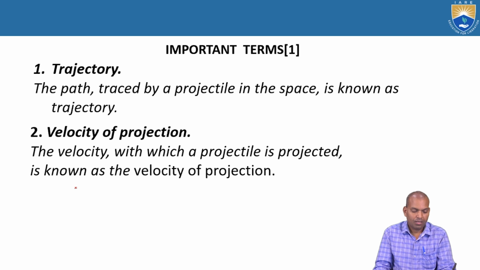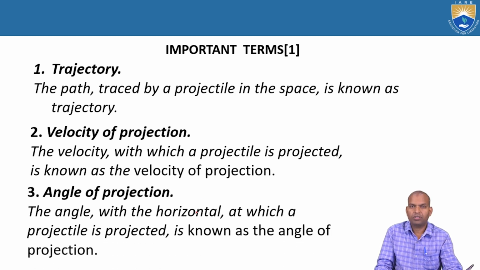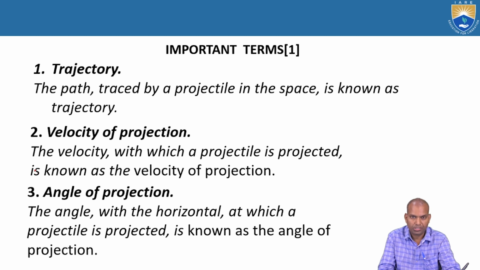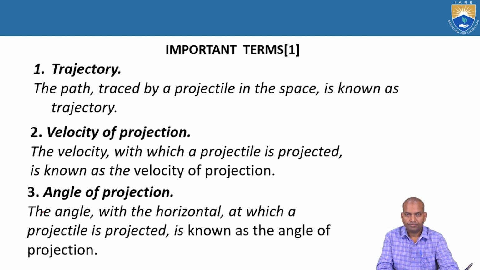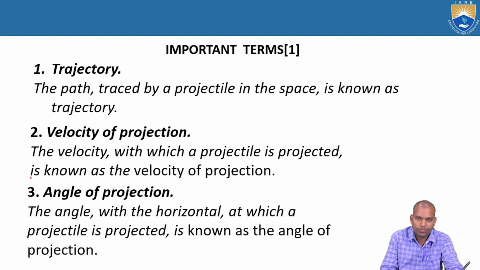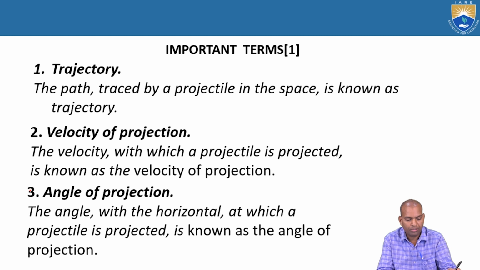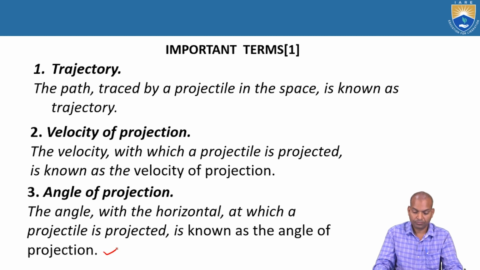Here, there are two types of velocity components: one is the horizontal velocity component, and the other is the vertical velocity component. We are going to study them briefly in the coming slides. The third one is the angle of projection. The angle with the horizontal at which a projectile is projected is known as the angle of projection.